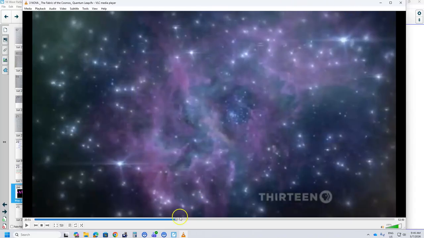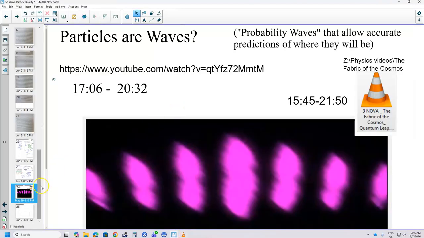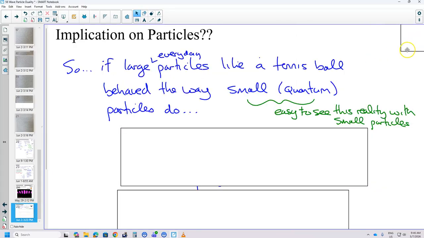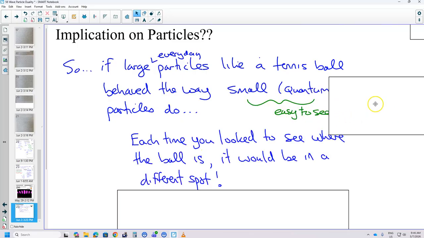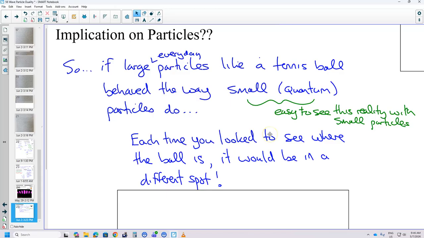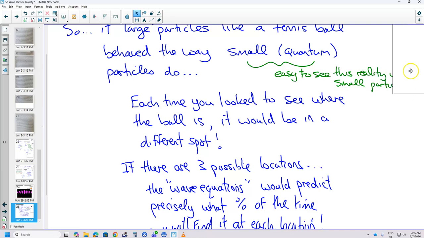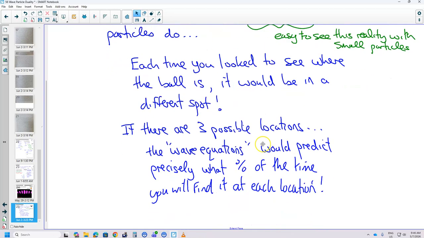People, of course, find that kind of troubling or unacceptable. But the implication for particles is that if everyday objects like tennis balls behaved this way, as small quantum particles do, that'd be pretty weird, right? Each time you'd look at a tennis ball, it would just happen to be in a different spot, one of those spots that it has a chance of being. If there were three possible locations, you'd just predict the chance of where it would be.